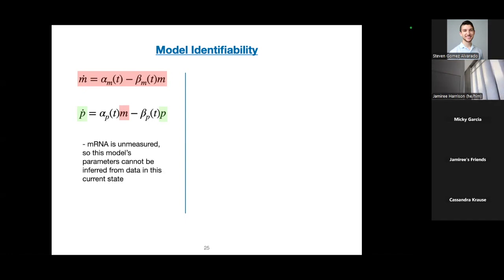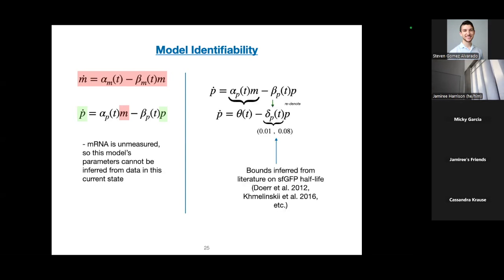But then we have this M term that contributes to the rate of synthesis of our protein, right? So what do we do about this? Well, we can't measure mRNA, but we probably could infer some of these parameters if we amalgamate them in the following way. So take this alpha M term.